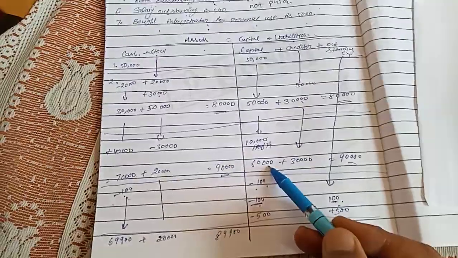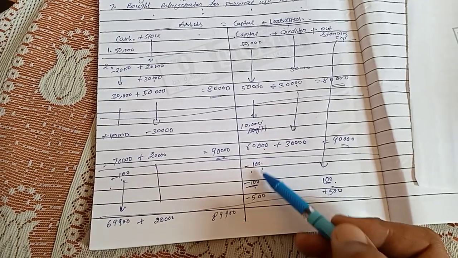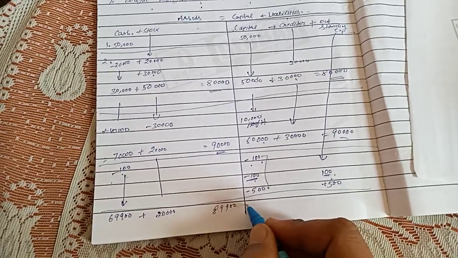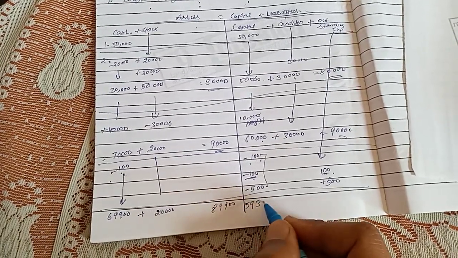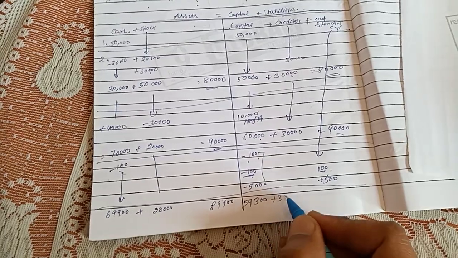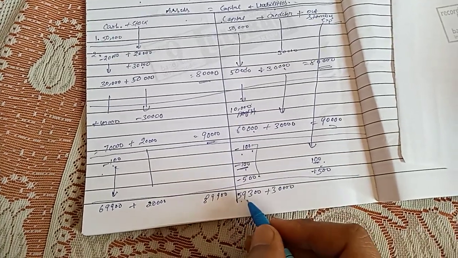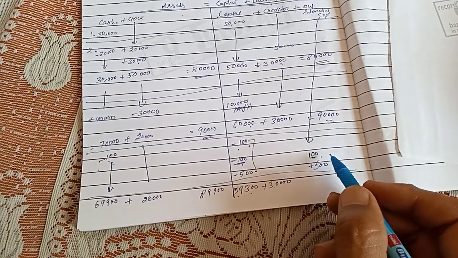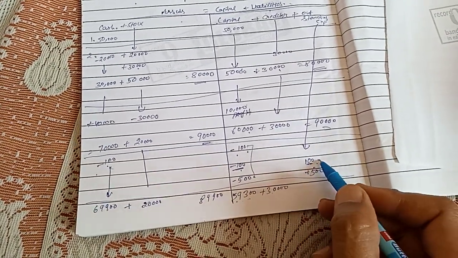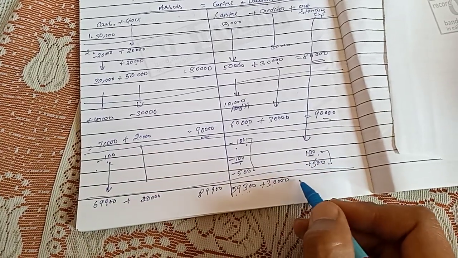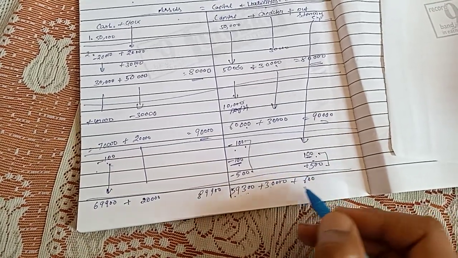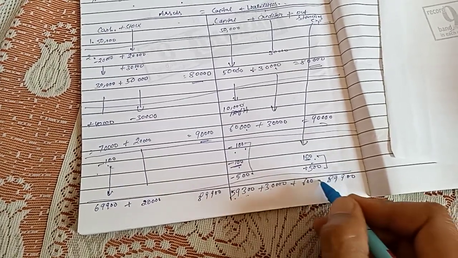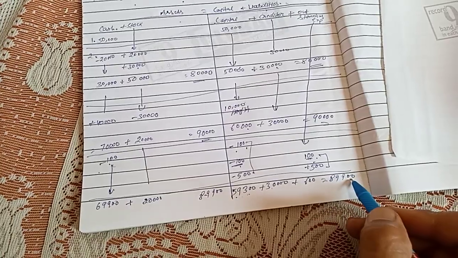Here I have capital of rupees 60,000, so we will deduct these 700 from this, so the balance left is 59,300 plus 30,000, that is 89,300. So we will add back this 600 in this value, so the balance is 89,900. So assets is equal to your liabilities.